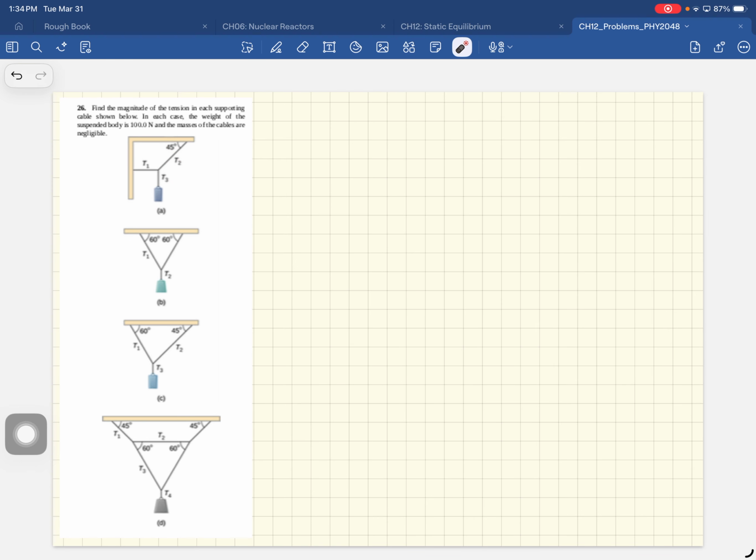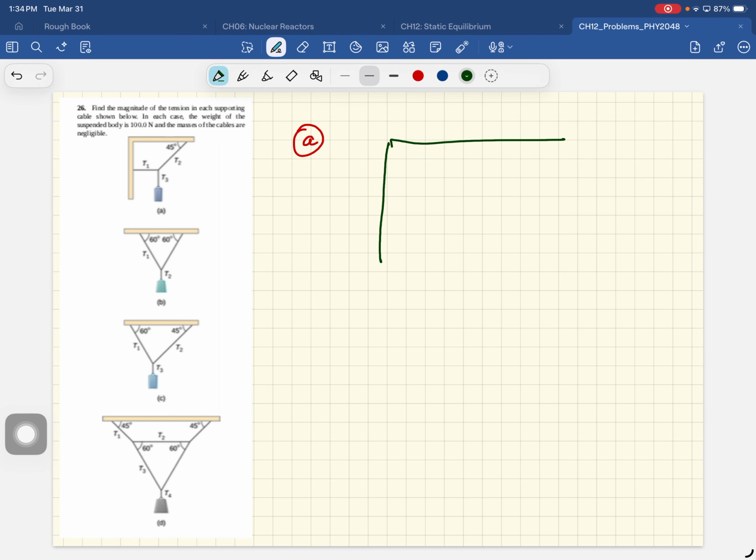So this was T1 was mg, T3 was mg, T2. T1 was mg, T3 was mg, and T2 was 1.41 mg. So those were the tensions in the cable.